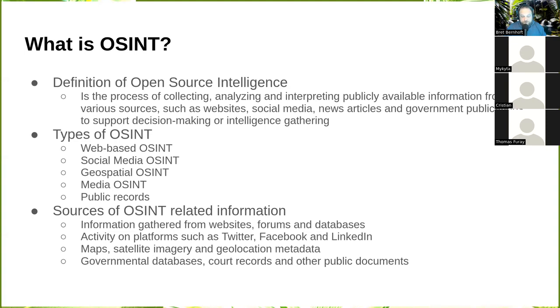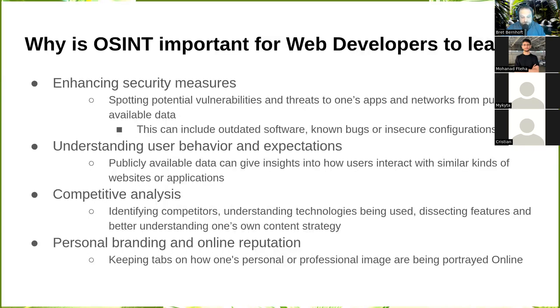Sources of OSINT related information, generally speaking, are websites, forums, and databases. Activity on platforms such as Twitter, Facebook, and LinkedIn. Maps, satellite imagery, and geolocation metadata from photos, government databases, court records, and other public documents. So there's no end to the kinds and the volume of information. I believe that's a very important point, and I'll make that later on. The volume of information that someone who practices OSINT has access to is almost beyond comprehension at this point. There's so much of it. That's why it's good to know about filters and what you're looking for.